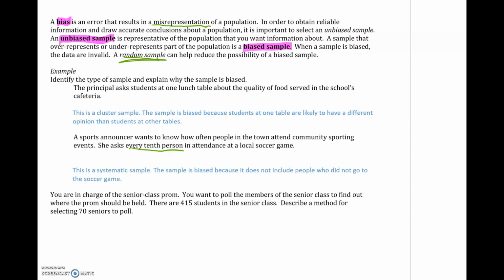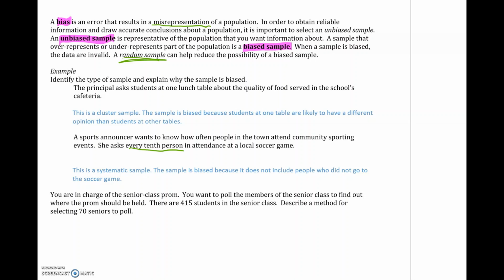All right. So the last example here, you are in charge of the senior class prom. You want to poll the members of the senior class to find out where prom should be held. There are 415 students in the senior class. Describe a method for selecting 70 seniors to poll. So here you can think about different types of samples and what kind of sampling you want to do. But remember, ideally, we want to try to do a random sample.